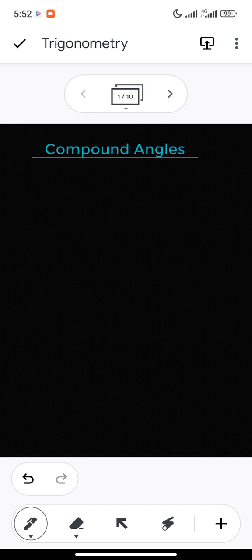Alright, so in this video, we're going to talk about compound angles. We're going to be making use of basically three concepts, but let's revise a few concepts like SOHCAHTOA.